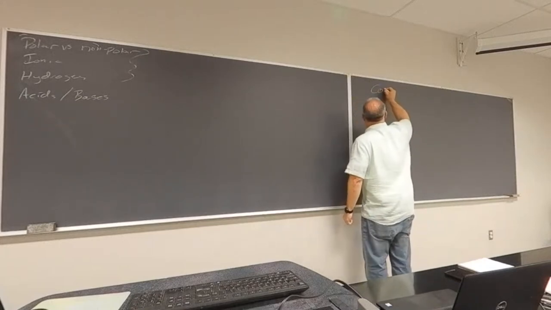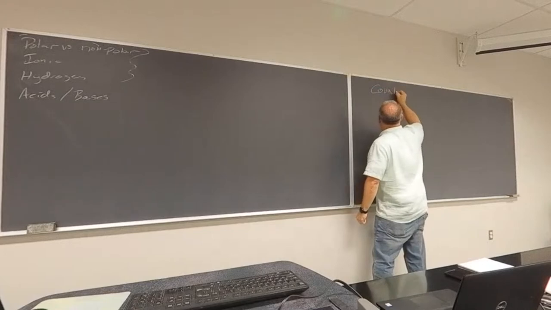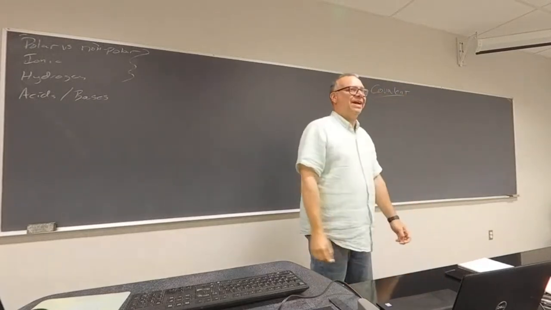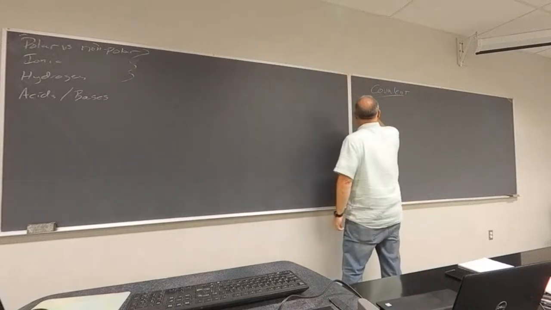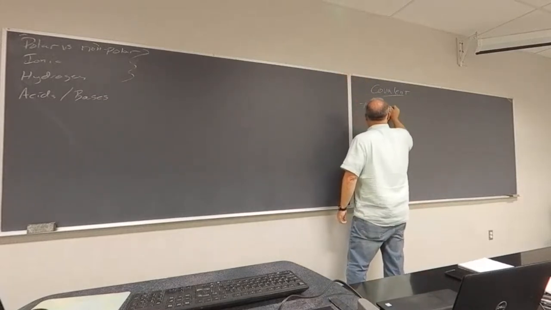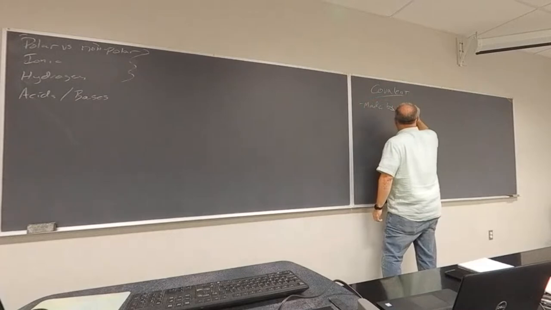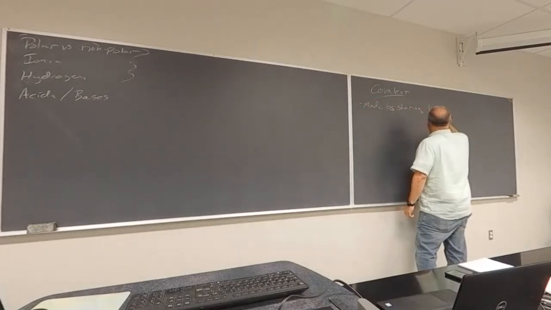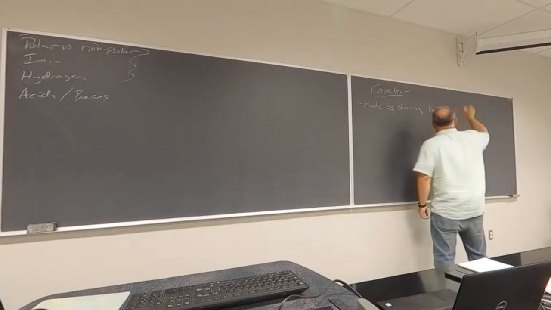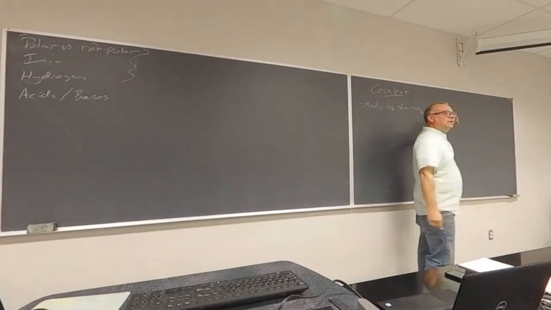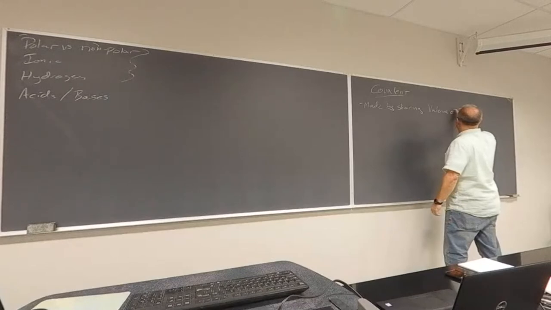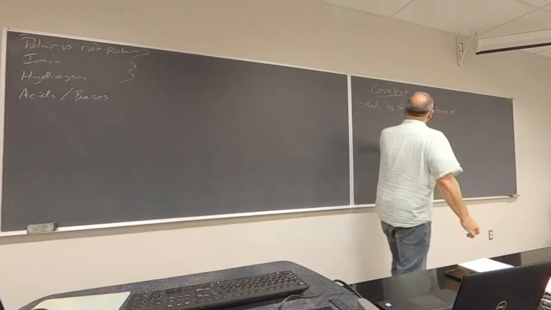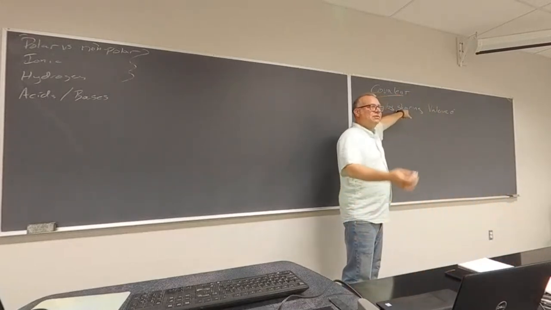So when we left, I think we were talking about covalent bonds, correct? That's my shorthand for an electron. Made by sharing valence electrons, correct? Yes.